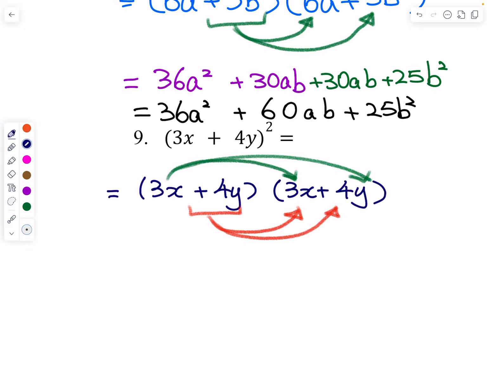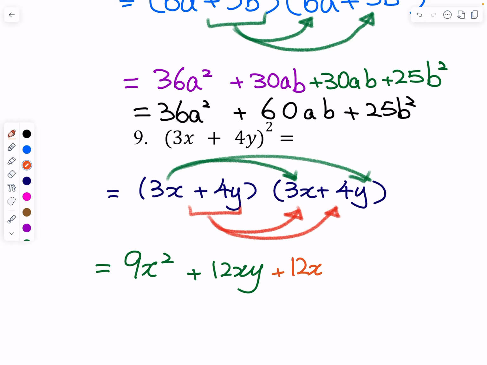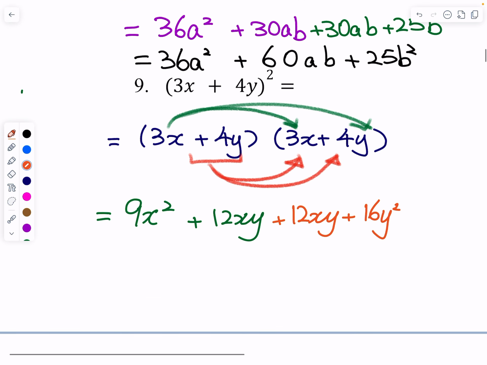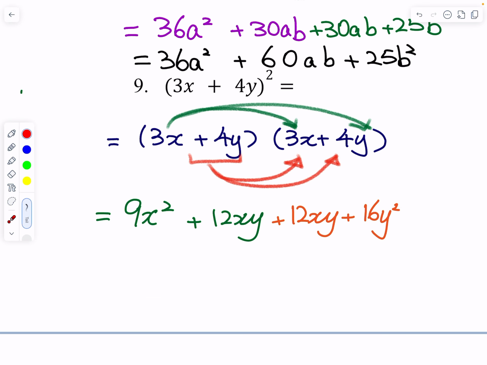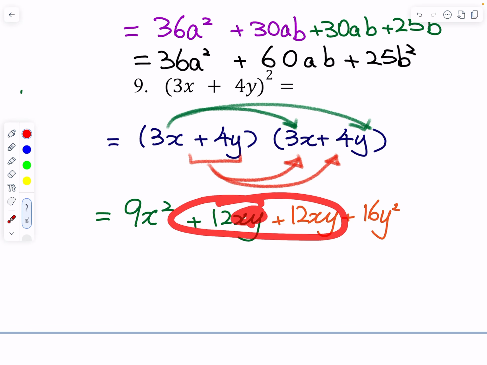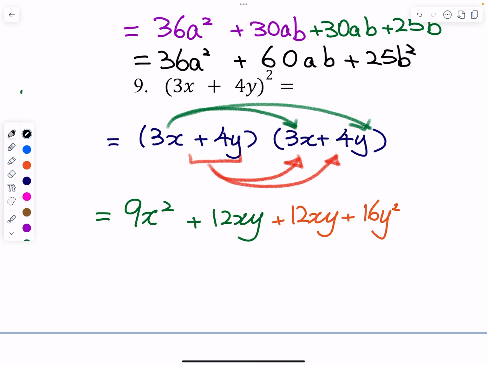So 3x times 3x, 9x squared. 3x times 4y, 12xy. And then I also have 4y times 3x, 12xy, and the last part, 4y times 4y, 16y squared. Pause the video, do it on your own, and then check the answer. So these have the same unknowns, xy, so you can calculate them. The rest of the things you can't calculate, so just leave them there. So 24xy.